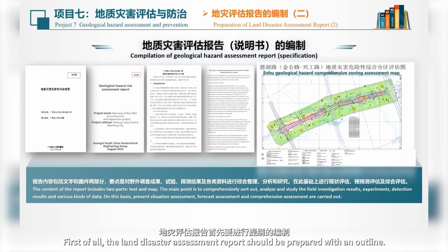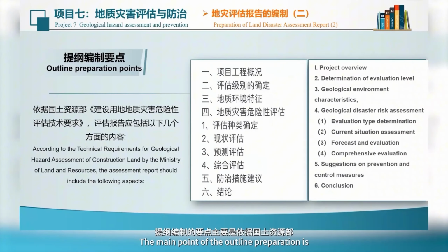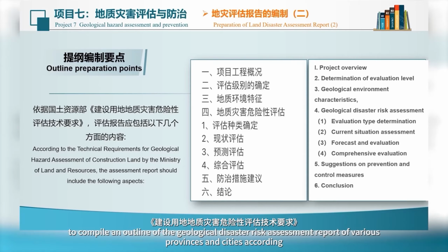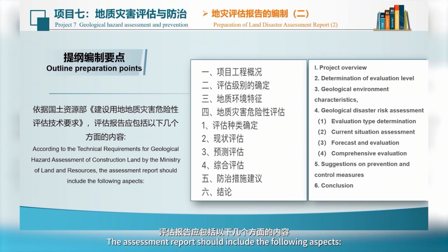First of all, the Geological Disaster Assessment Report should be prepared with an outline. The main point of the outline preparation is to compile an outline of the Geological Disaster Risk Assessment Report of various provinces and cities according to the technical requirements for geological disaster risk assessment of construction land issued by the Ministry of Land and Resources. The assessment report should include the following aspects.